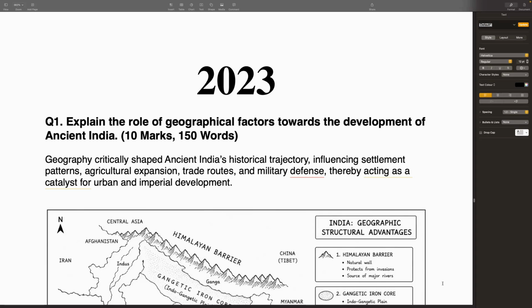Explain the role of geographical factors towards the development of ancient India. Geography critically shaped ancient India's historical trajectory, influencing settlement patterns, agricultural expansion, trade routes, and military defense, thereby acting as a catalyst for urban and imperial development.